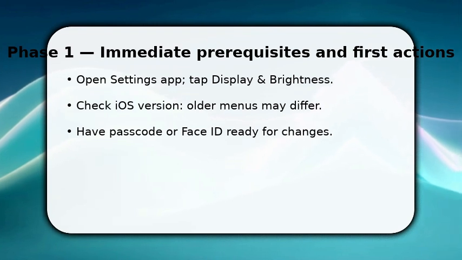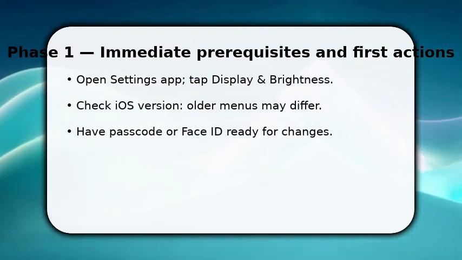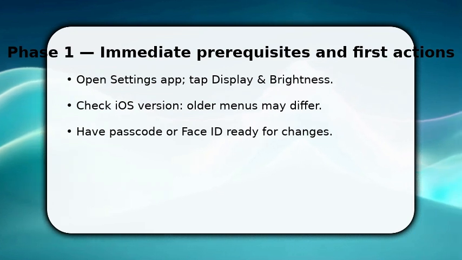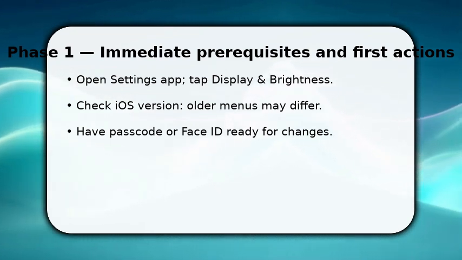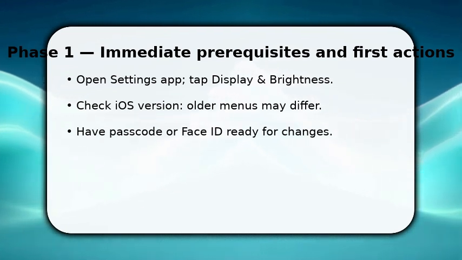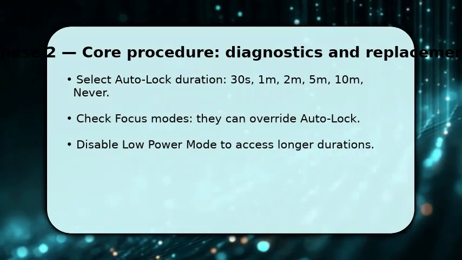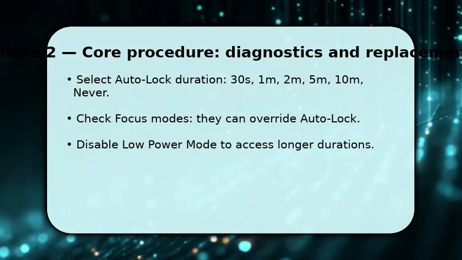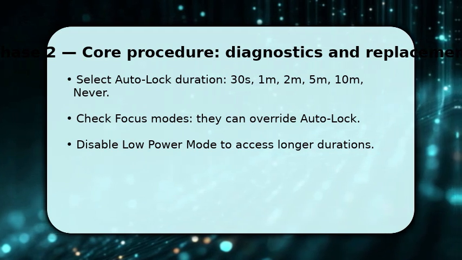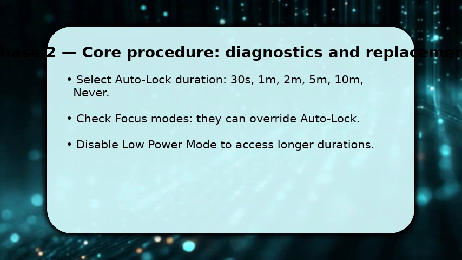You want to choose a practical interval, so pick one that balances battery life and convenience. If screen time restrictions are active, make sure they won't block your change before proceeding. Once done with Auto Lock, review Focus and Low Power Mode because they affect sleep behavior. You should tap Auto Lock and pick a duration: 30 seconds for max battery, 5 minutes for convenience, or never if you keep the device on a charger.